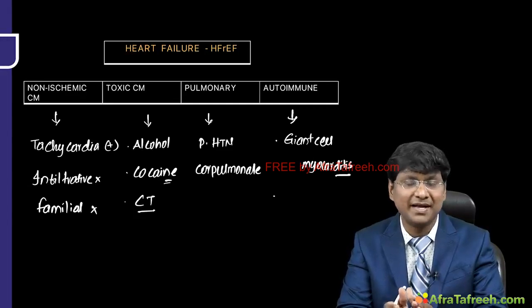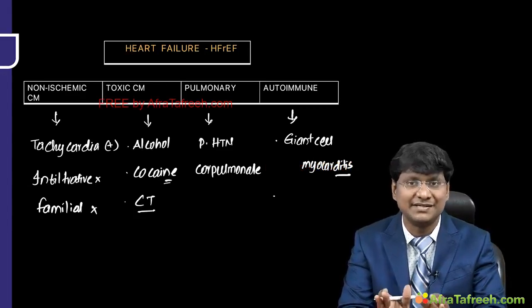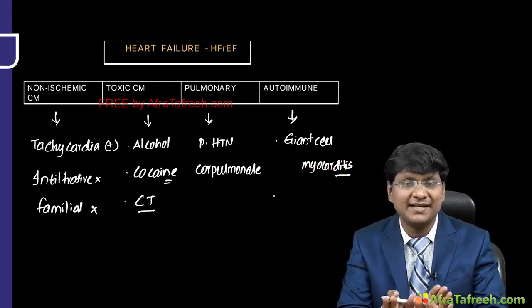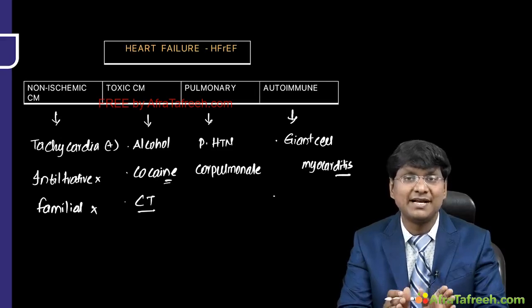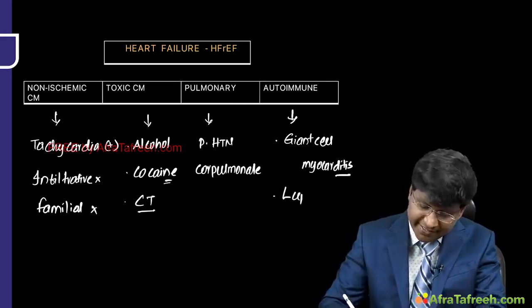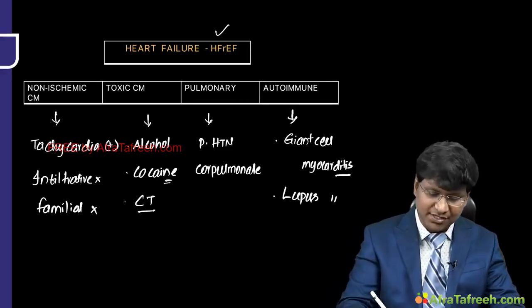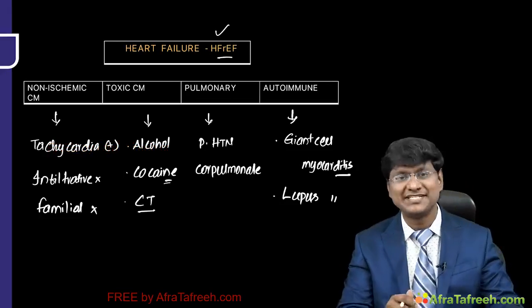anti-nuclear antibody, right? But this anti-nuclear antibody in SLE is not specific, it is highly sensitive. But what is specific for SLE then? We have anti-Smith as well as anti-dsDNA, right? So lupus myocarditis will be an autoimmune disease which will cause heart failure with reduced ejection fraction.